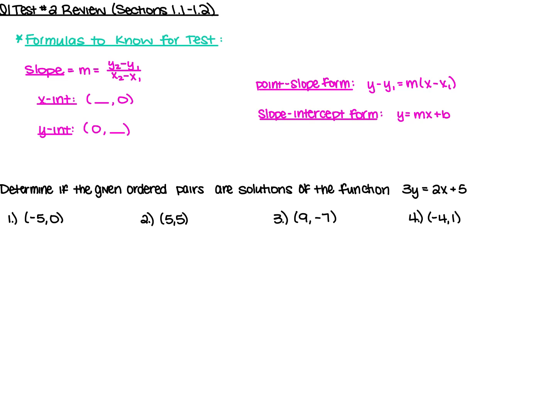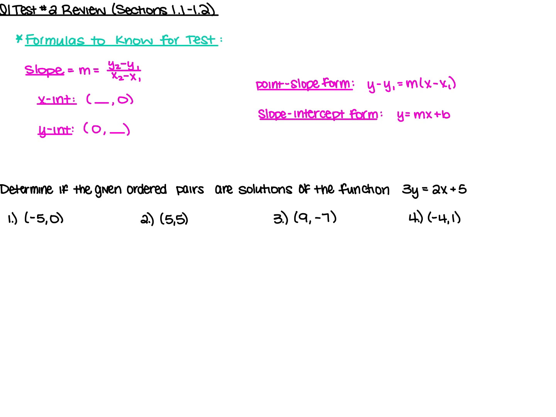Your test review covers sections 1.1 and 1.2. The formulas that you need to know for your test are up top. They will not be given to you. So that slope, which is just the change of y, so y2 minus y1 over x2 minus x1, that will not be given to you. You need to know that.